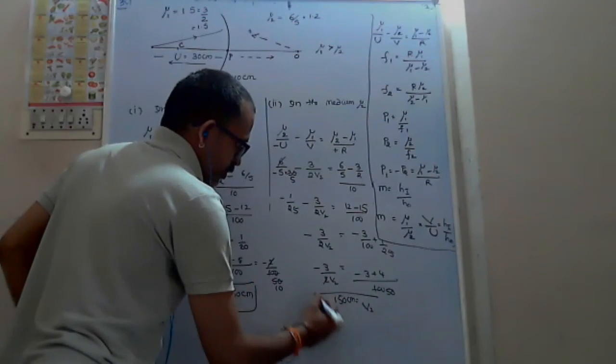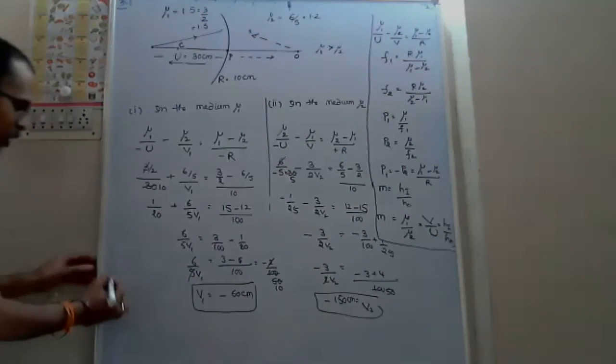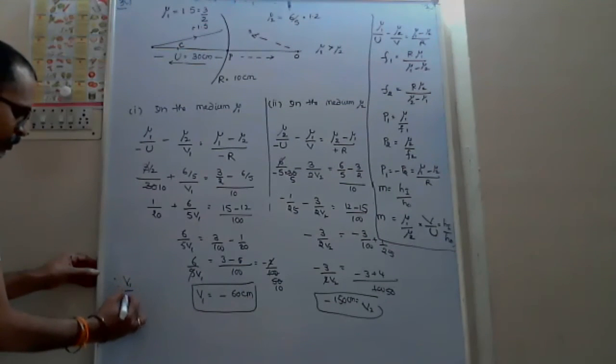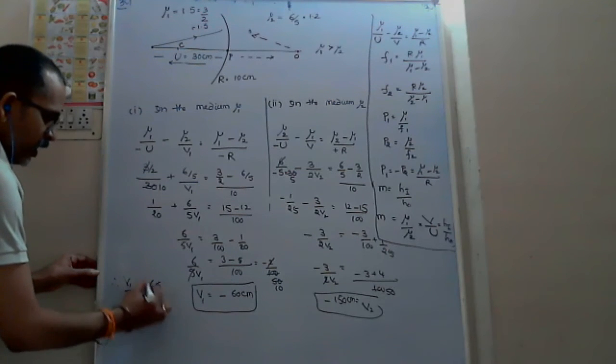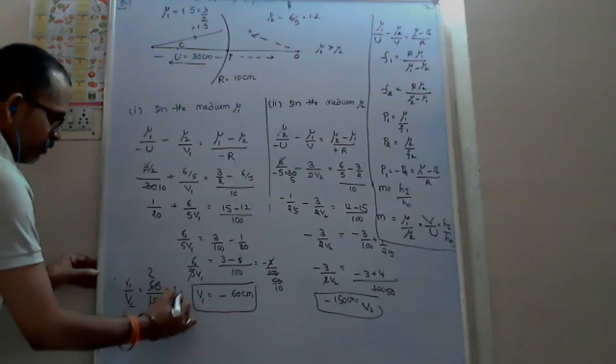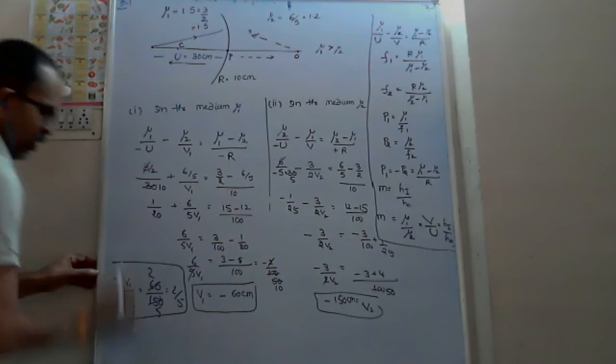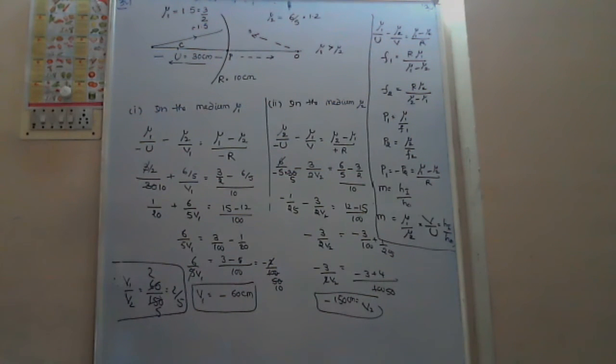V1 by V2, got it, sir. Therefore V1 by V2 equals 2 by 5. Yes, sir. All right, good. So V1 by V2 is equal to 2 by 5.